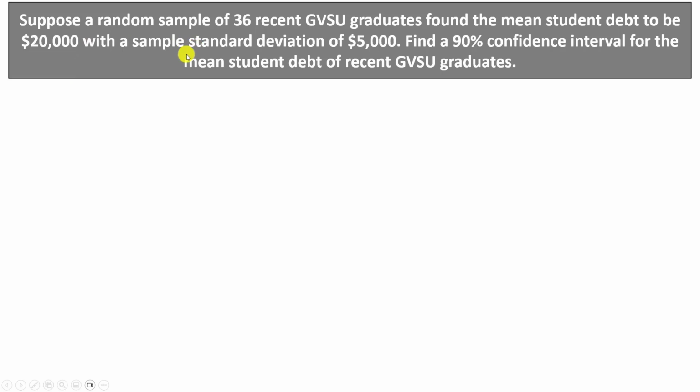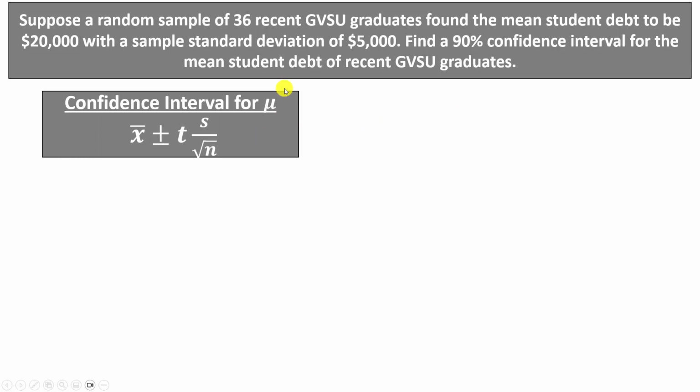All right, at this point, we are ready to work through a full problem. Suppose a random sample of 36 recent Grand Valley graduates found the mean student debt to be $20,000 with a sample standard deviation of $5,000. We are asked to find a 90% confidence interval for the mean student debt of recent Grand Valley graduates.